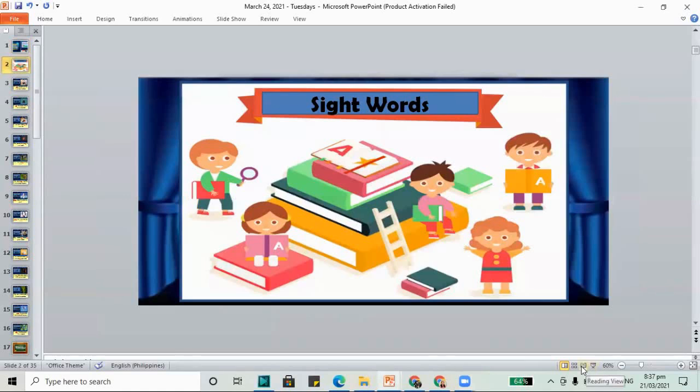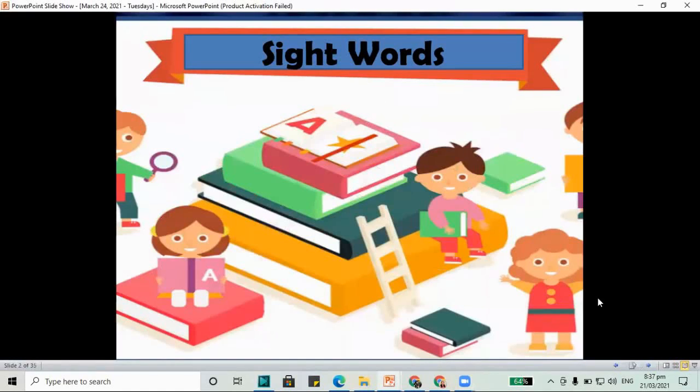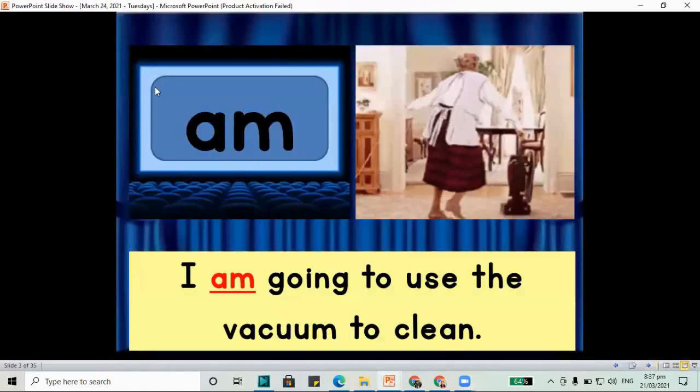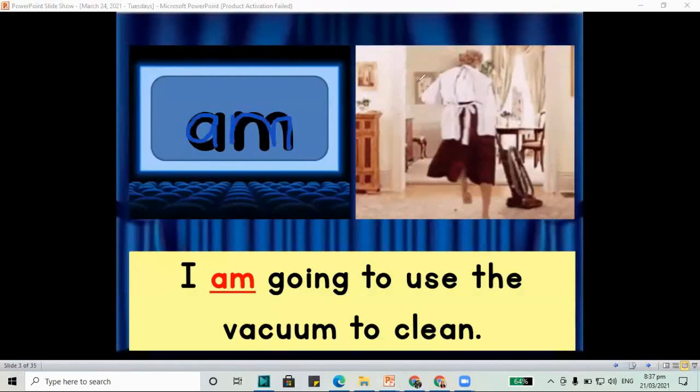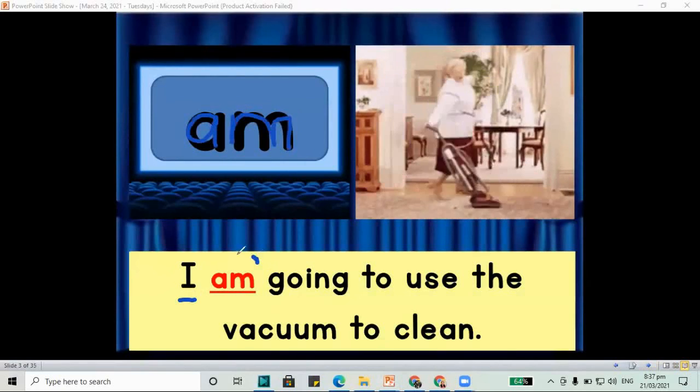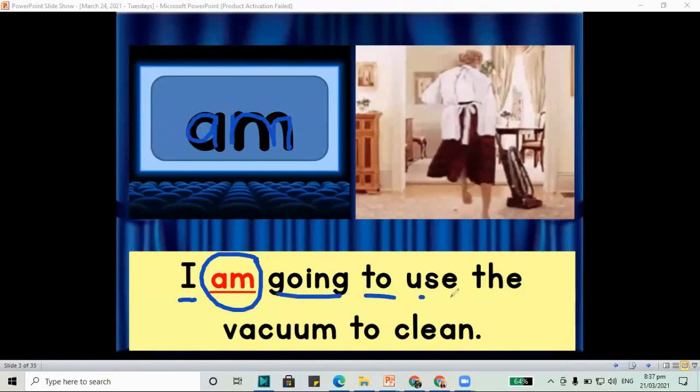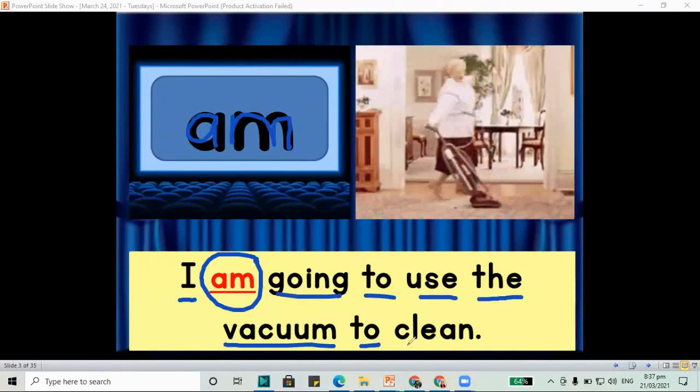Let's try to see what are the sight words that we have for today. We have the word am. The letters A and M makes the word am. I am going to use the vacuum to clean.